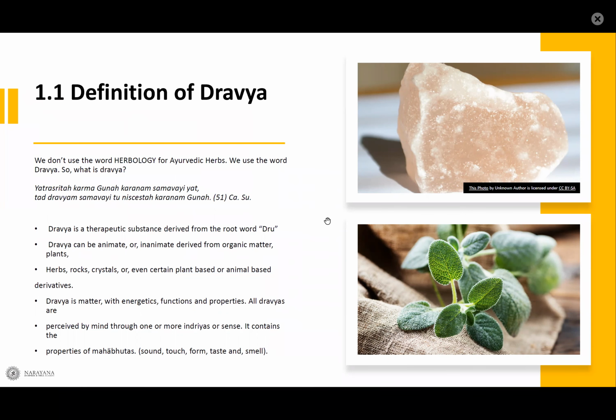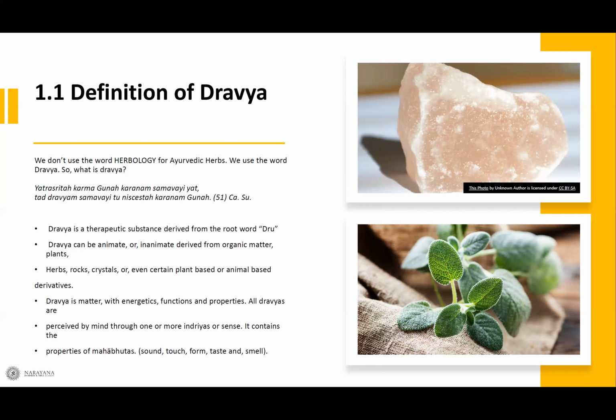Here we go. Dravya is a therapeutic substance. You see here a little salt rock, the pink Himalayan pink salt, and you have these sage leaves on the bottom. They're both dravya. In Western herbology, only the leaf would be an herb, but the rock salt would not be an herb. What is this pink rock salt used for?